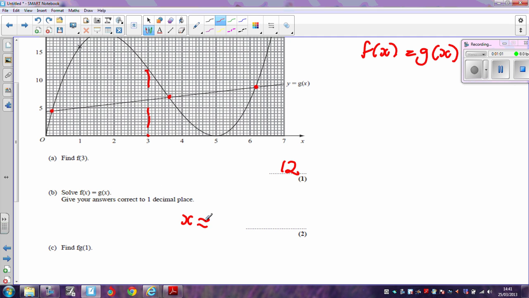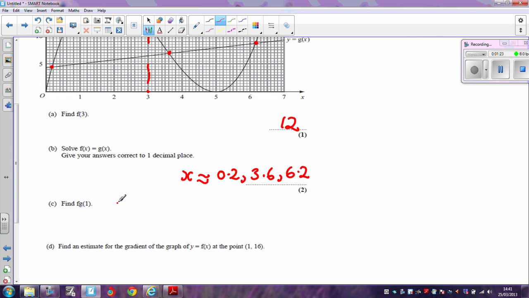X is approximately equal to this one, which is 0.2, and also this one, which is 3.6, and then the last one, which is this one here. Well, you could use 6.1 or 6.2. It's sort of somewhere in between. So I'll put 6.2. They'll allow you a little bit of room for error.